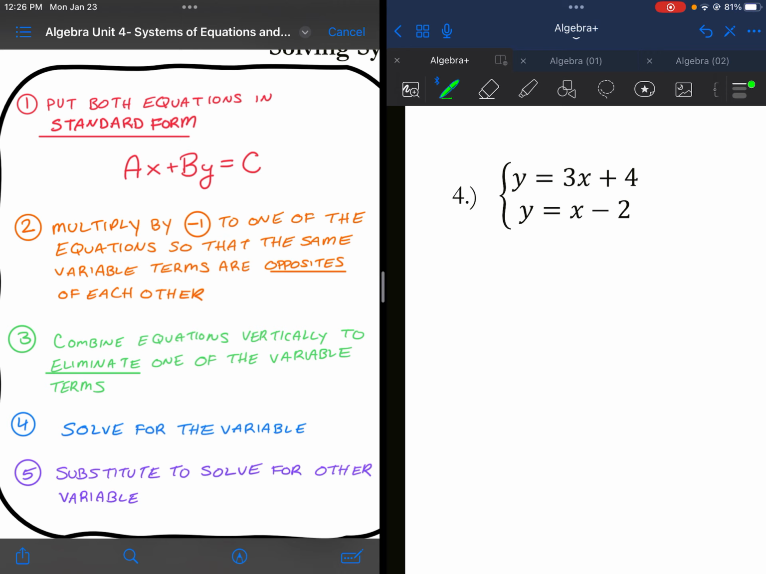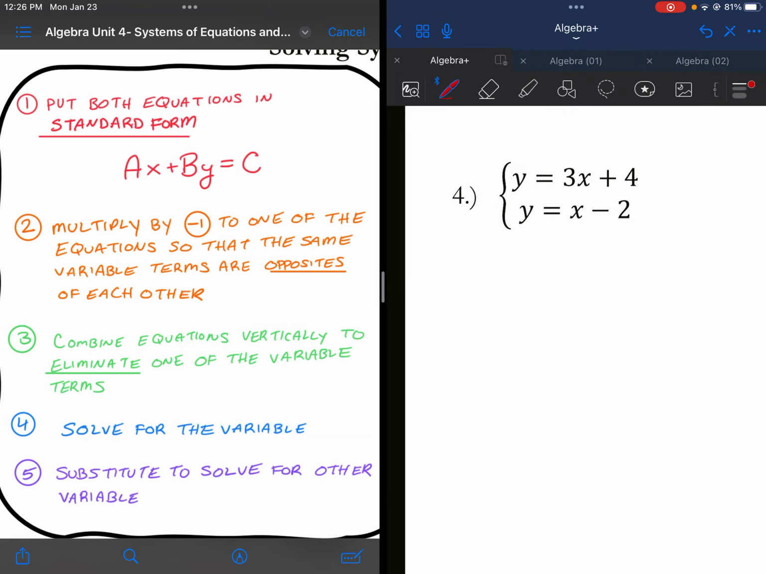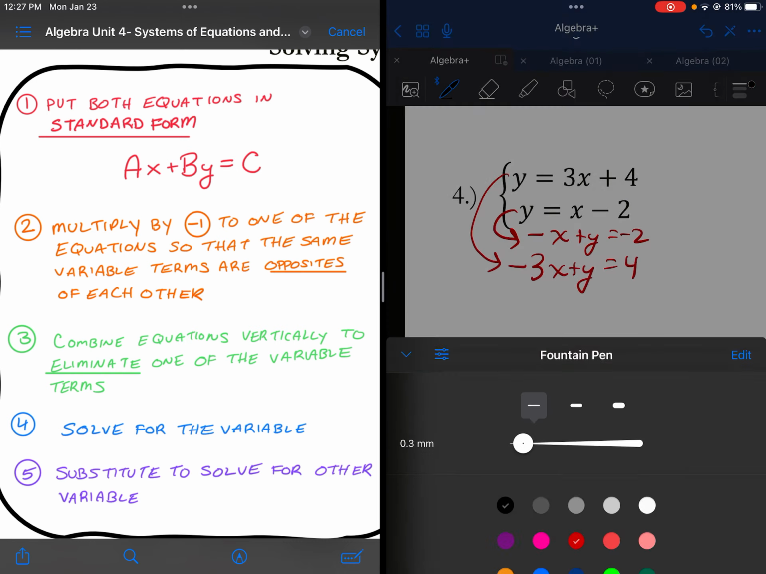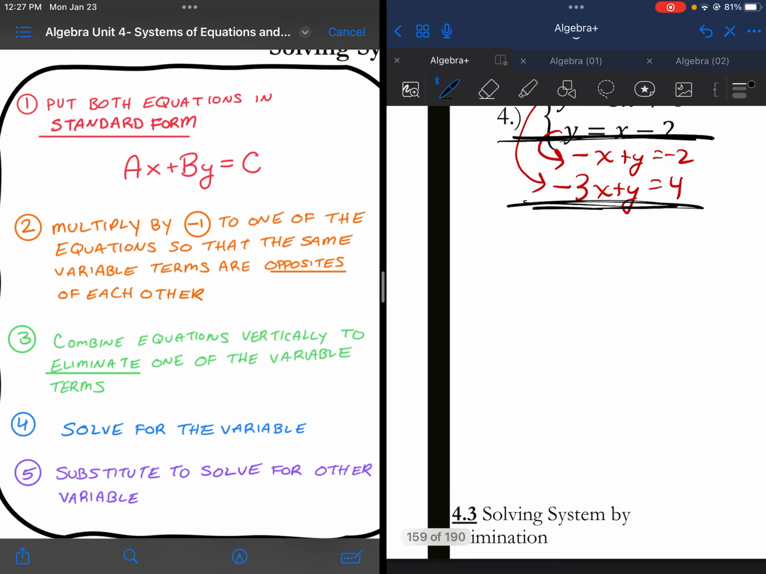So let's go ahead and start to rearrange this. For this one, I have to subtract 3x. I'm going to bring it down here. I get a -3x plus y equals 4. Now it's in standard form. This one I have to subtract x as well. So I get -x plus y equals -2. So now I'm not looking at the top ones anymore. I'm just looking at these two that are in red.